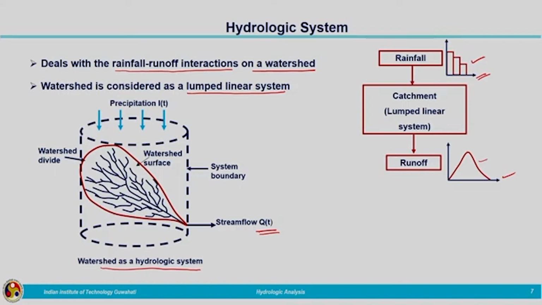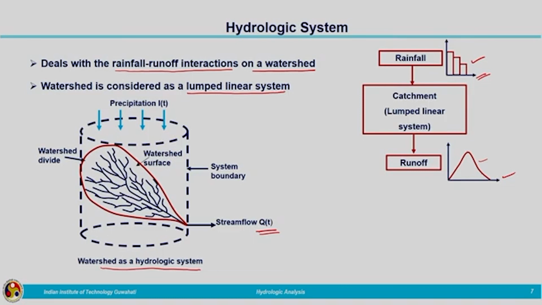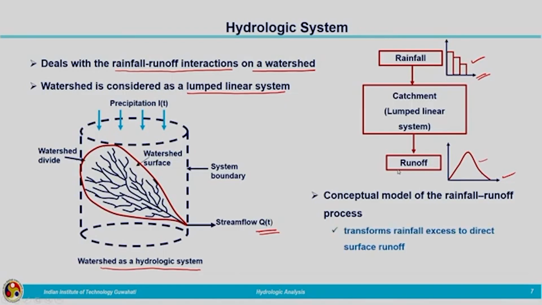So, we have seen the storm hydrograph, and from the storm hydrograph, base flow is separated by means of different techniques. After that, what we get is the direct runoff hydrograph. So, excess rainfall is translated into the direct runoff hydrograph. That is what is explained by means of this flow chart. This is the conceptual model of the rainfall runoff process. That is, it transforms rainfall excess to direct surface runoff.